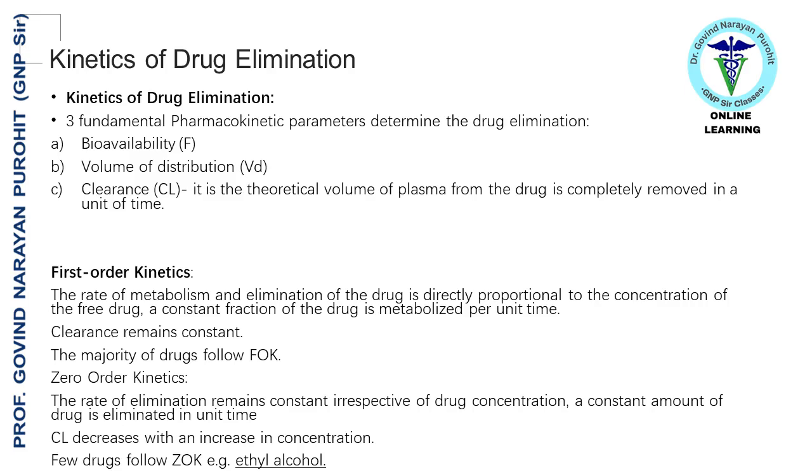Kinetics of drug elimination. Three fundamental pharmacokinetic parameters determine drug elimination: bioavailability, F, volume of distribution, Vd, and clearance, Cl. Clearance is the theoretical volume of plasma from which the drug is completely removed in a unit of time. First order kinetics: the rate of metabolism and elimination of the drug is directly proportional to the concentration of the free drug. A constant fraction of the drug is metabolized per unit time. Clearance remains constant. The majority of drugs follow FOK.